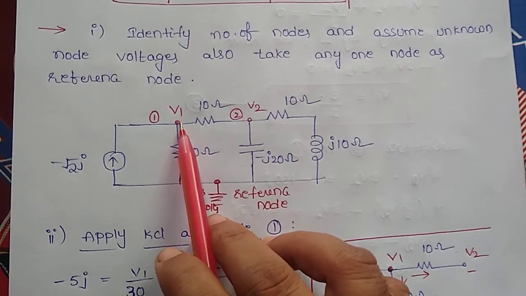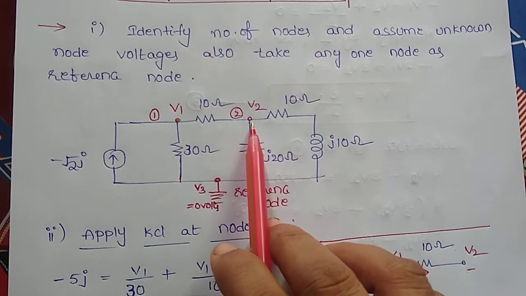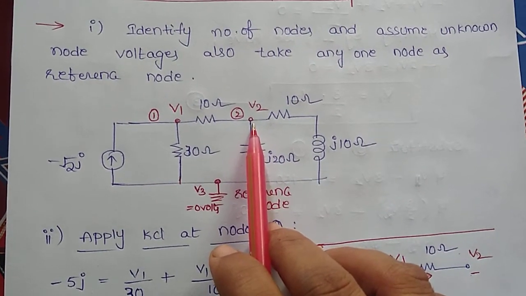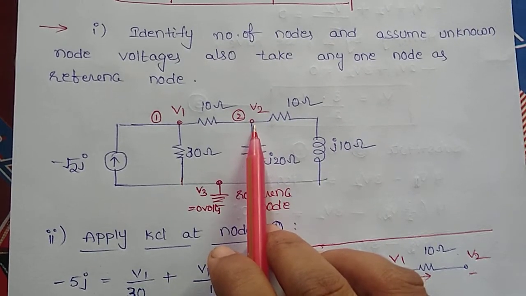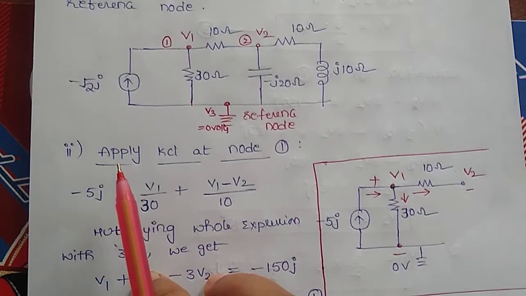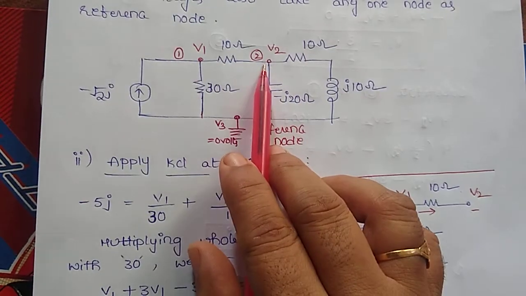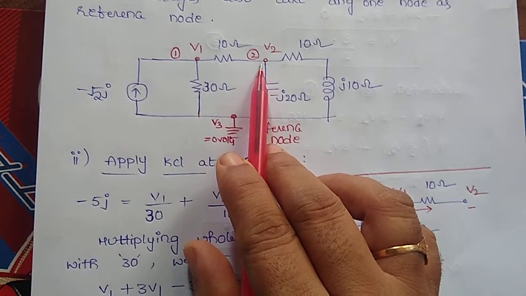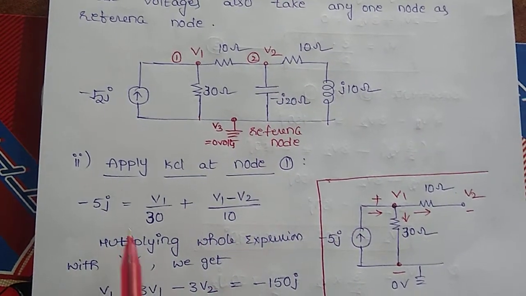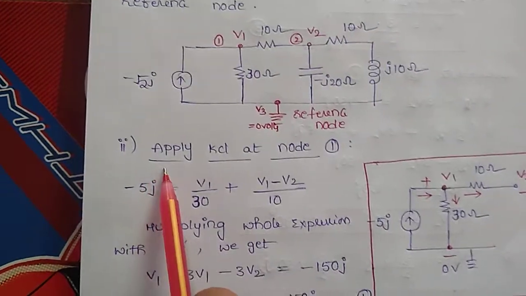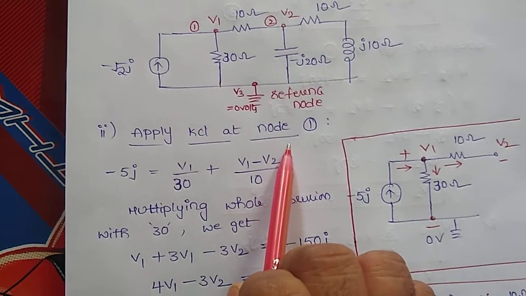Here I am assuming that V1, V2 are the unknown node voltages. These are the unknown node voltages we are going to find using this node voltage analysis. For these unknown node voltages, we are going to apply KCL, Kirchhoff's current law, at all these nodes. In the next step, I am going to apply KCL at node 1.